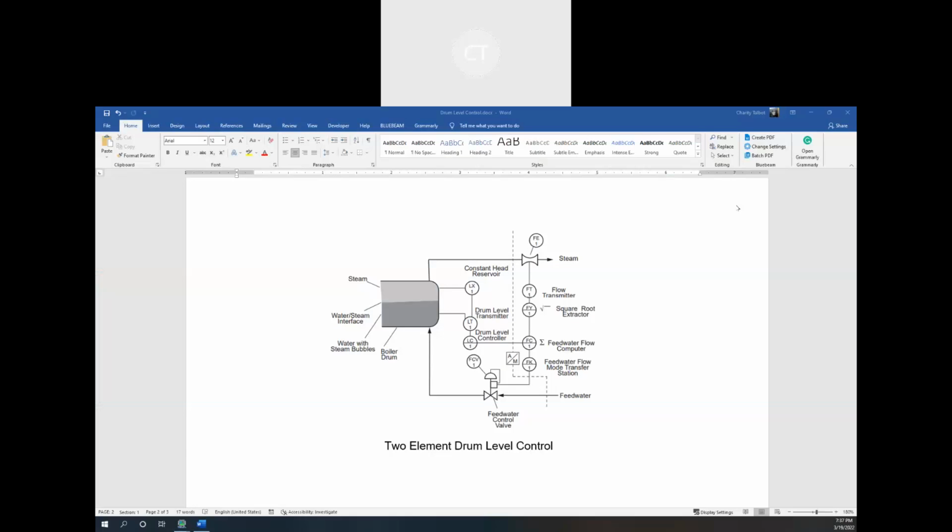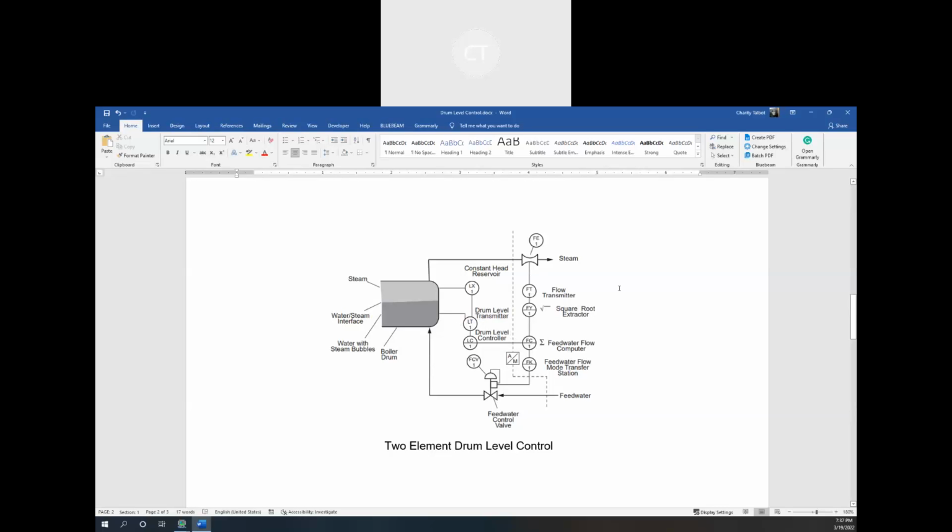Next we'll go through the 2-element drum level control. This is the cascaded system where we have both level control and flow control, where level control is the primary control system source, and the flow control is the secondary. We see here that the only difference is we still have our feed water going into our feed water control valve, but now we have our steam here that is connected to a flow transmitter. This is fed to a feed water flow computer, and we also have our drum level transmitter. So these two variables now affect whether the feed water control valve is on or off.